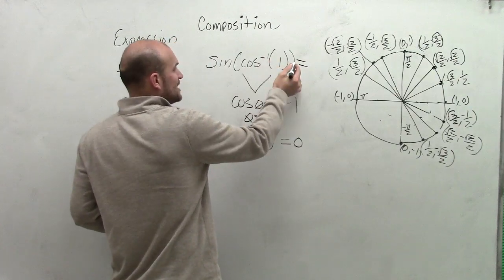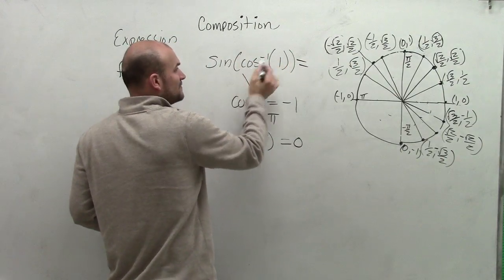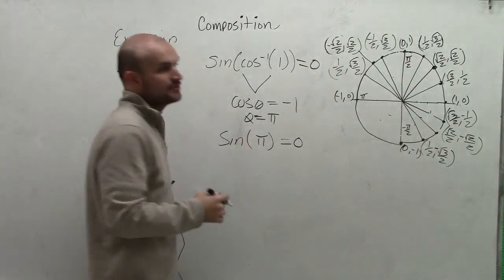Therefore, the sine of inverse cosine of 1 is going to be equal to 0.